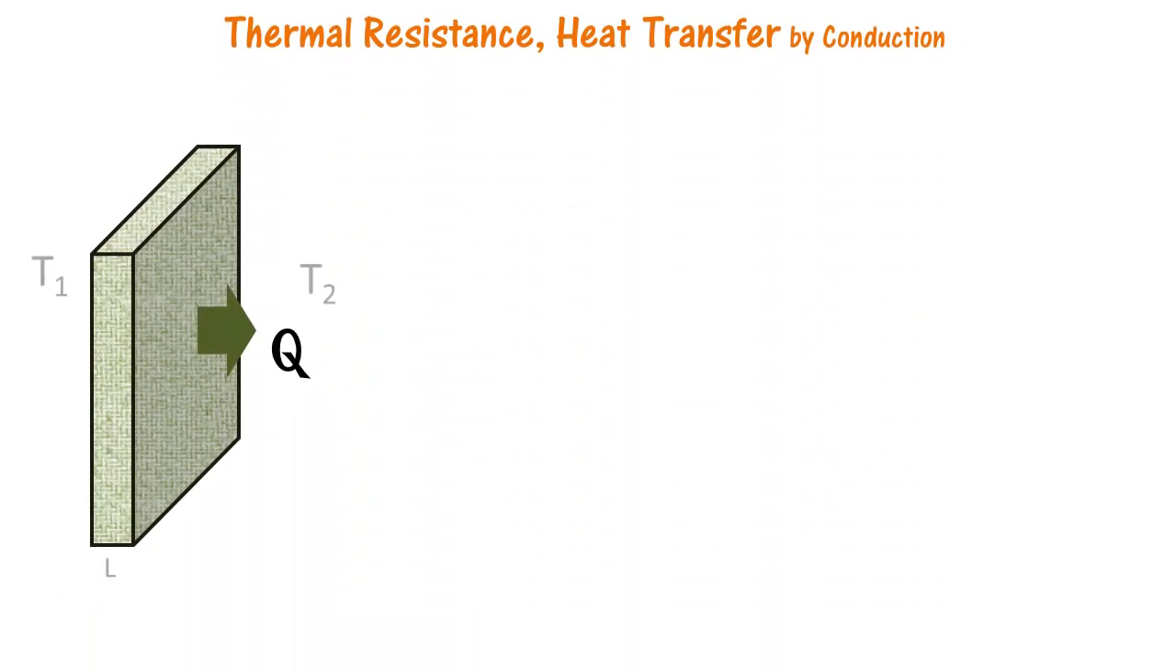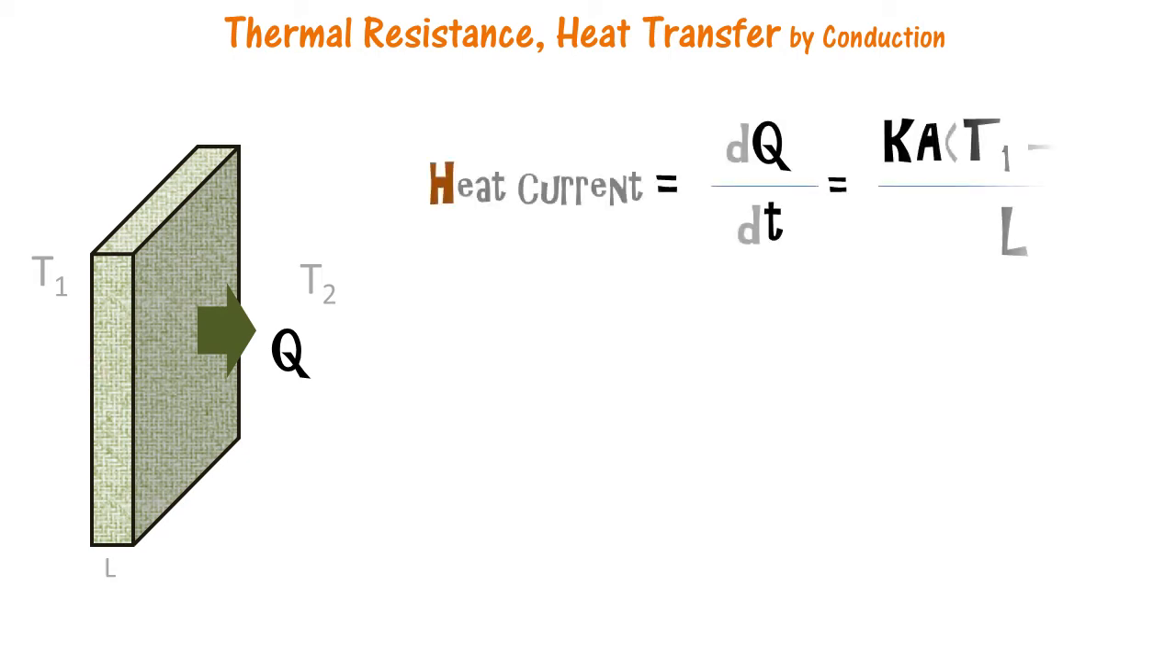We will look at some solved examples of thermal resistance and heat transfer by conduction. So here we have a wall whose thickness is L and which is across a temperature gradient T1, T2, where T1 is greater than T2. So the heat current can be described by this equation. A is the area of the wall and K is the property of the material.